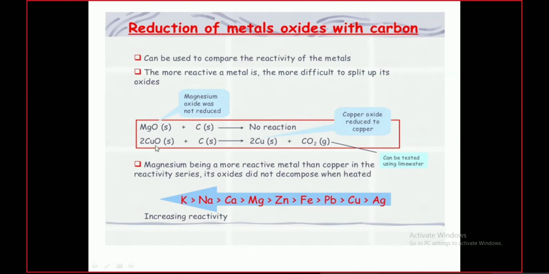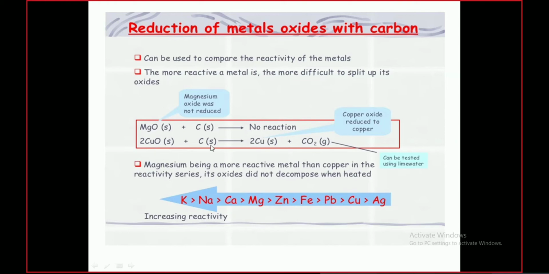Right now, you just need to remember and understand that the less reactive metals can be reduced to their metals by reacting with carbon. So carbon dioxide is formed and copper becomes separated. So you can see the reduction of the metal oxide with carbon can be used to compare the reactivity of the metals, right? And the more reactive a metal is, the more difficult it is to split its oxide. So magnesium cannot be reduced by carbon, so there is no reaction.